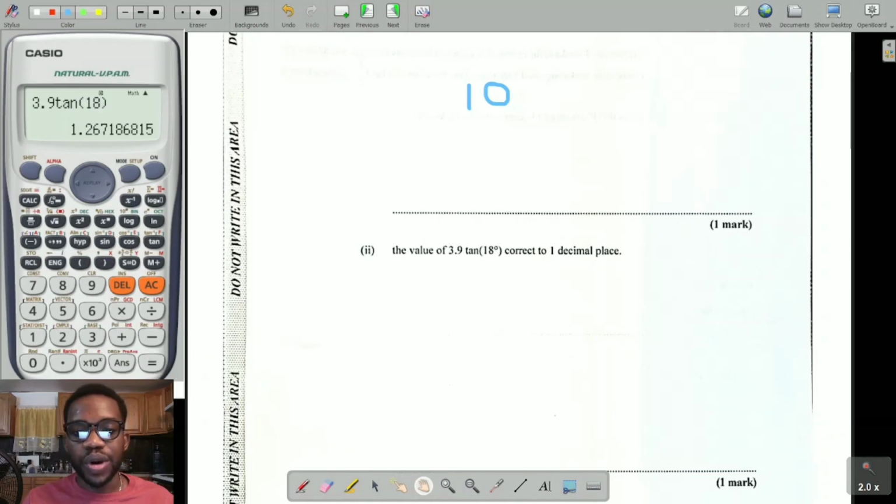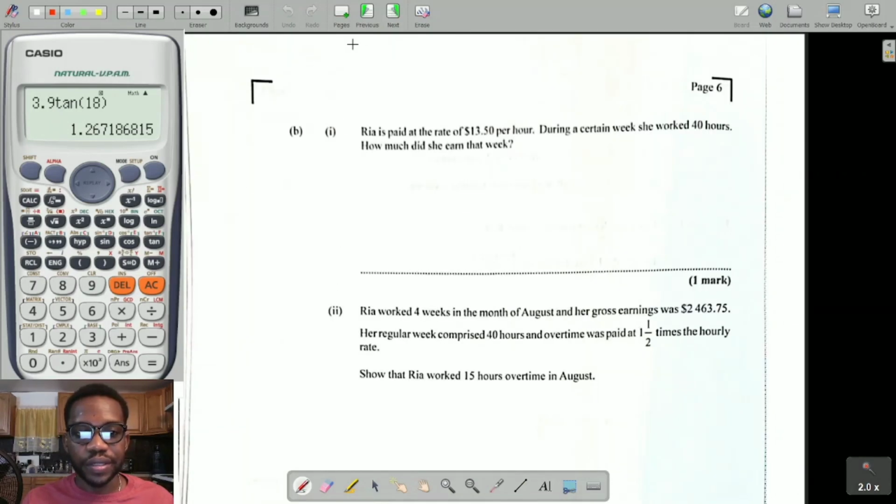Now remember, 1 is the one decimal place. So our one decimal place starting from the left would be 2. But if we look at the number to the right of 2, it is greater than 5. So you're going to have to round the 2 up one place. So when I round up one place, after 2 comes 3. So technically to one decimal place, it would be 1.3. Once again, you have gotten 2 marks there just from using your calculator. Alright, let's go to the next page and see what they're saying.